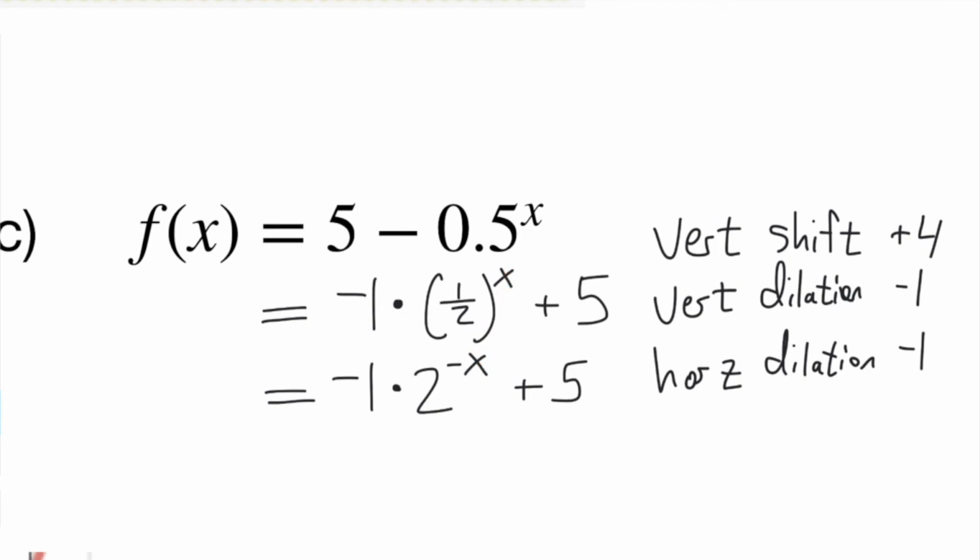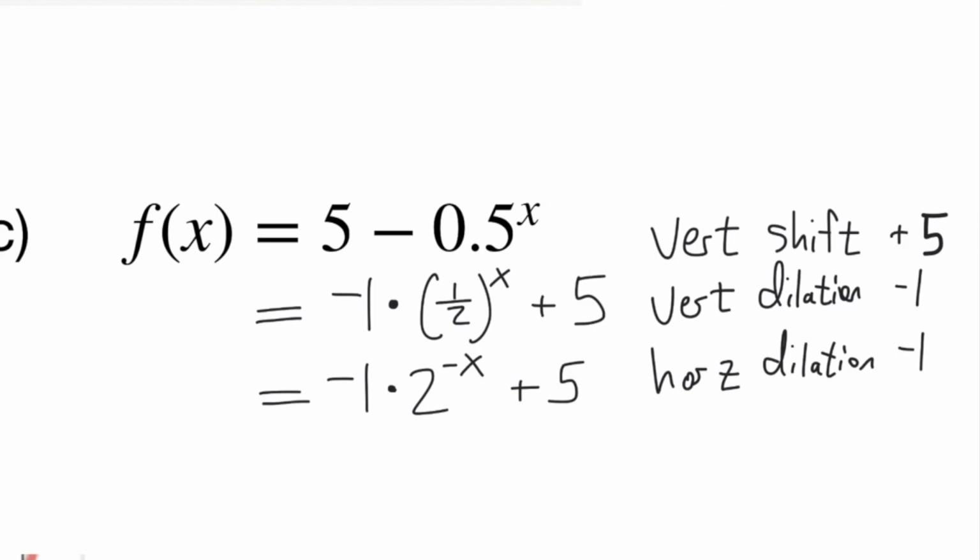Anyway, we've got 3 different operations going on: +5 on the outside, times -1 on the outside, and times -1 on the inside. So that means each of those three operations corresponds to one of the three transformations. We've got a vertical shift of plus 5. I don't know why it says plus 4. This should be a 5. A vertical shift of plus 5, a vertical dilation of -1. You can see this is -1 right here, and then a horizontal dilation of -1. It's going to be flipped over the y-axis horizontally and over the x-axis vertically.